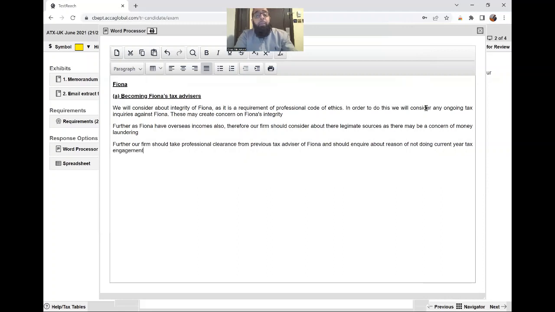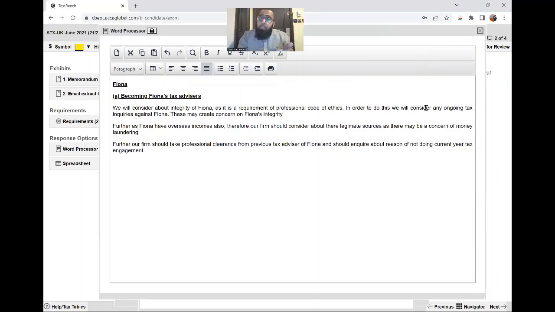Now, this is the requirement of the code of ethics, that you have to take approval from the previous tax advisor. For example, if you are accepting an accounting engagement, you take clearance from the previous accounting advisor. Even if you are an auditor, you take approval from the previous auditor, and you ask them, why did you resign? Why are you not doing the work? Maybe they tell us that these are unethical people, so we should also avoid them. Okay.